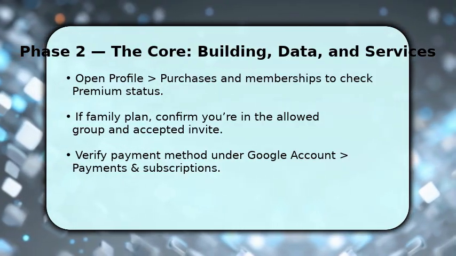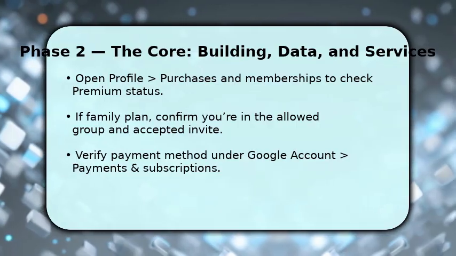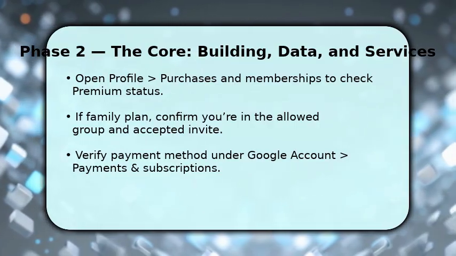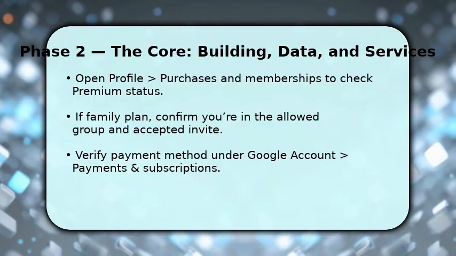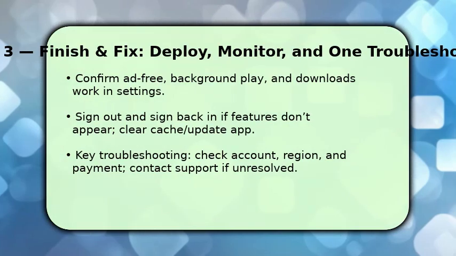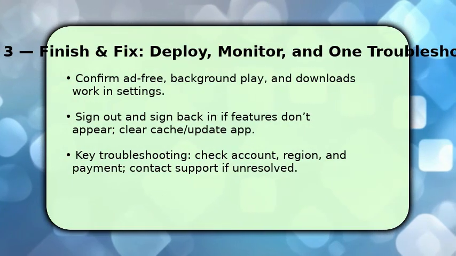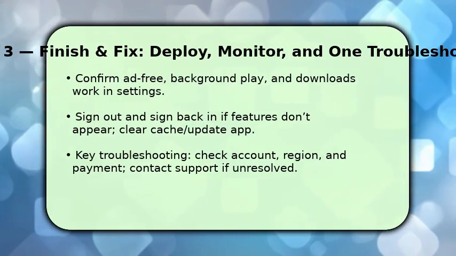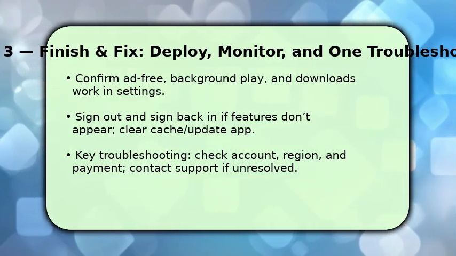If status shows trial or expired, follow the prompts to renew or start a trial. These steps ensure features activate properly. Finish by testing core premium features. Play a video to check ad-free, enable background play, and try a download.